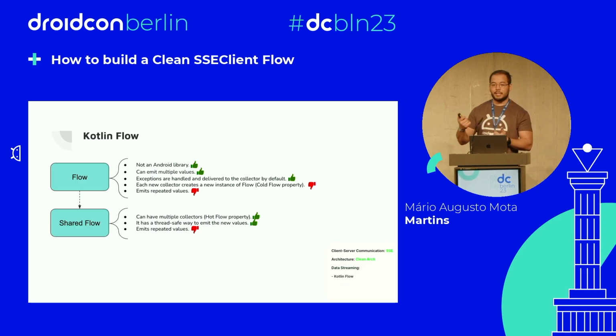Also, it has a thread-safe way to emit events. Let's just think of LiveData, which is something that we are used to. You have an instance of LiveData. You can just post a value to this LiveData in a synchronous way, and you can do the same with the shared flow. You just have an instance of MutableSharedFlow.